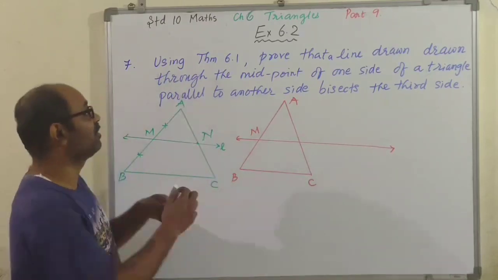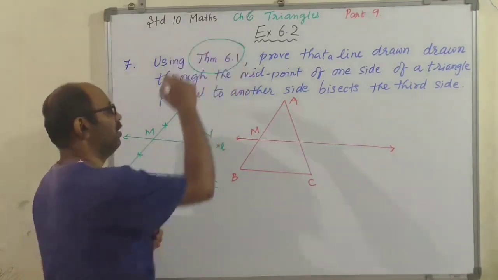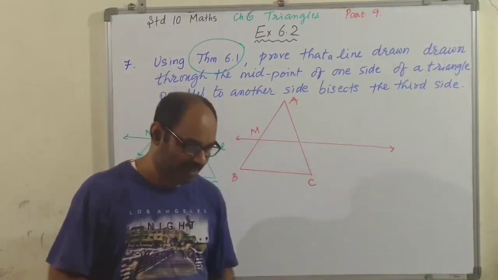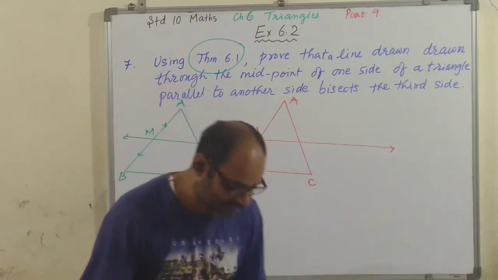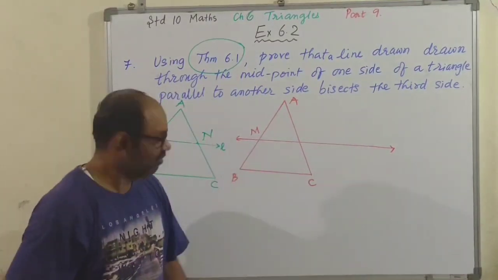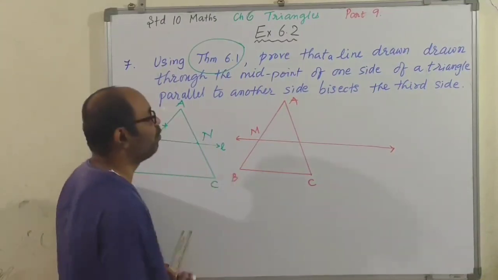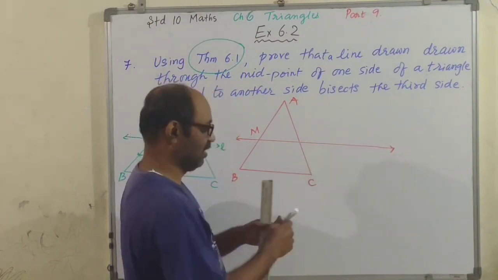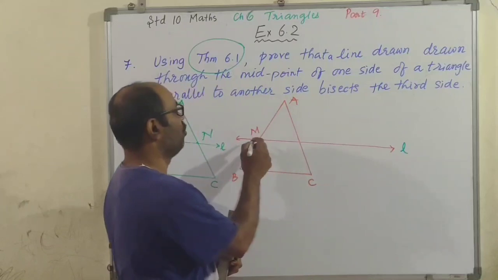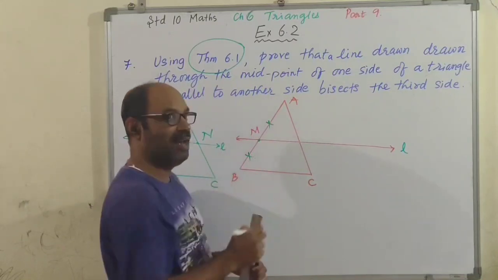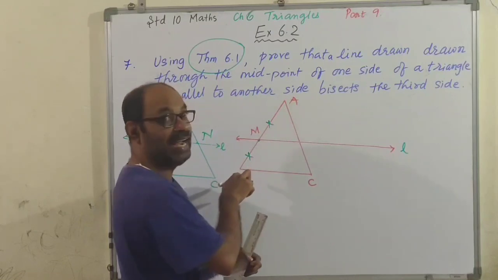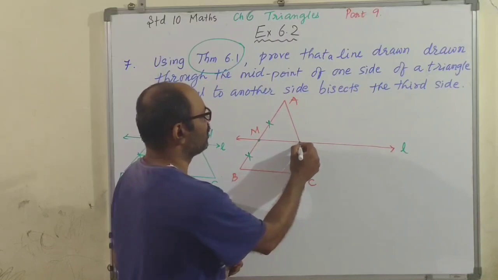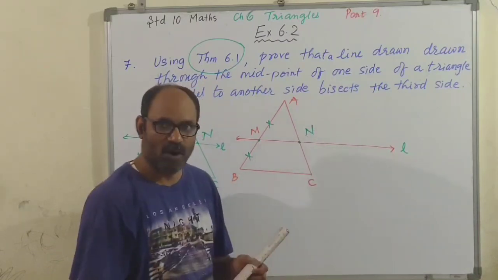How will we prove it? We have to use theorem 6.1. Before we see this, it is very easy. We'll see how we proved it in 9th standard. How did you prove it in 9th standard? Children, let us first use that 9th standard theorem. Line L is passing through the midpoint of side AB and it is parallel to BC. So it will intersect the third side, suppose at point N.